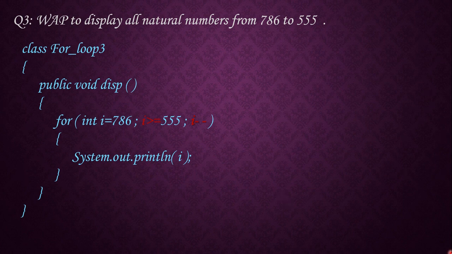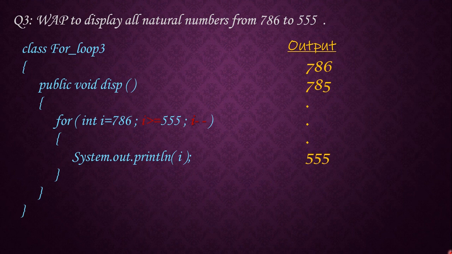So the first value of I will be 786. It is satisfying my condition, 786 is greater than 555. So the loop body will execute. So 786 will be displayed. Then 786 will be decreased by one, so it will become 785. 785 is greater than or equal to 555, so again the loop body will execute. So it will be displayed in this manner. It will go up to 555.